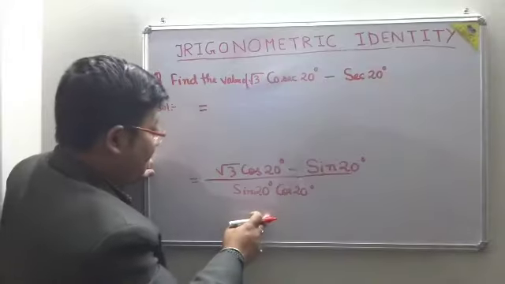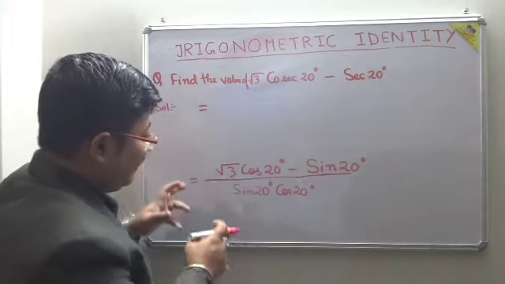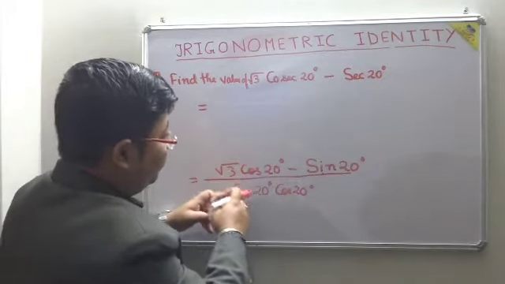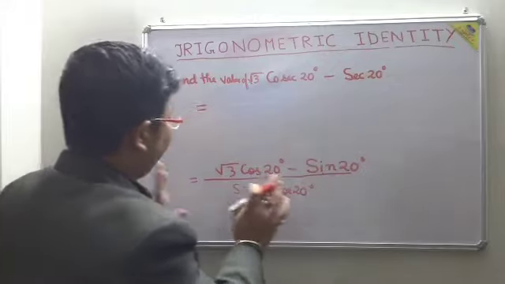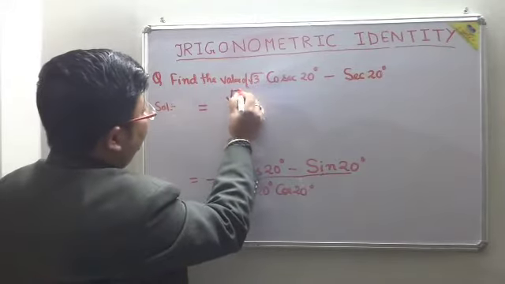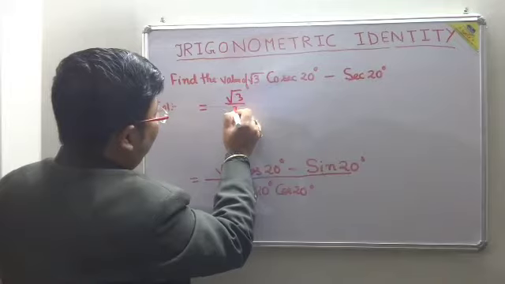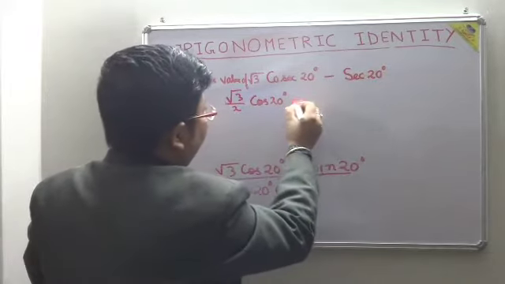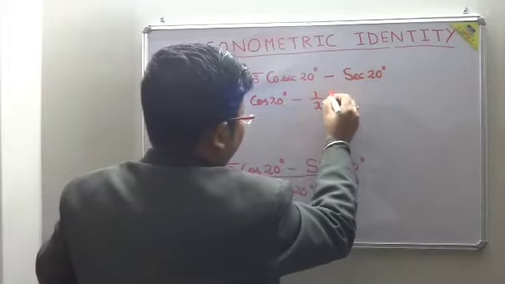Now we have got this line. Now what to do? See, we will divide it by 2, because we know the value of root 3 by 2, and we know the value of half. At first we will divide it by 2. So root 3 by 2 cos 20 degree, directly I am writing it out, minus half sin 20.